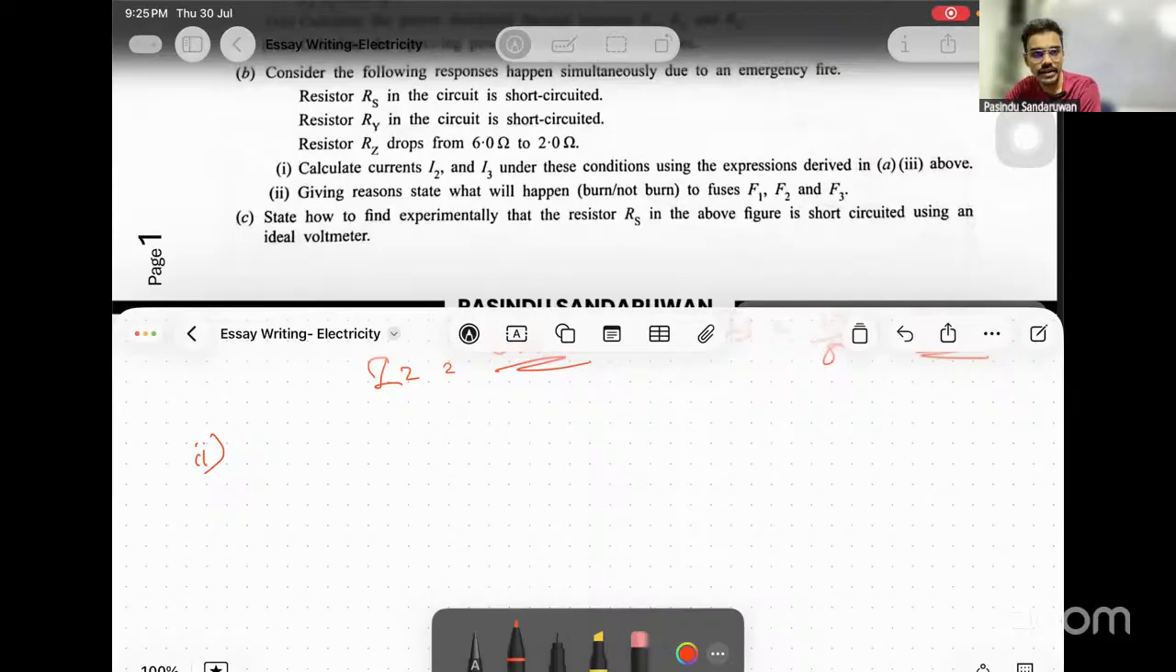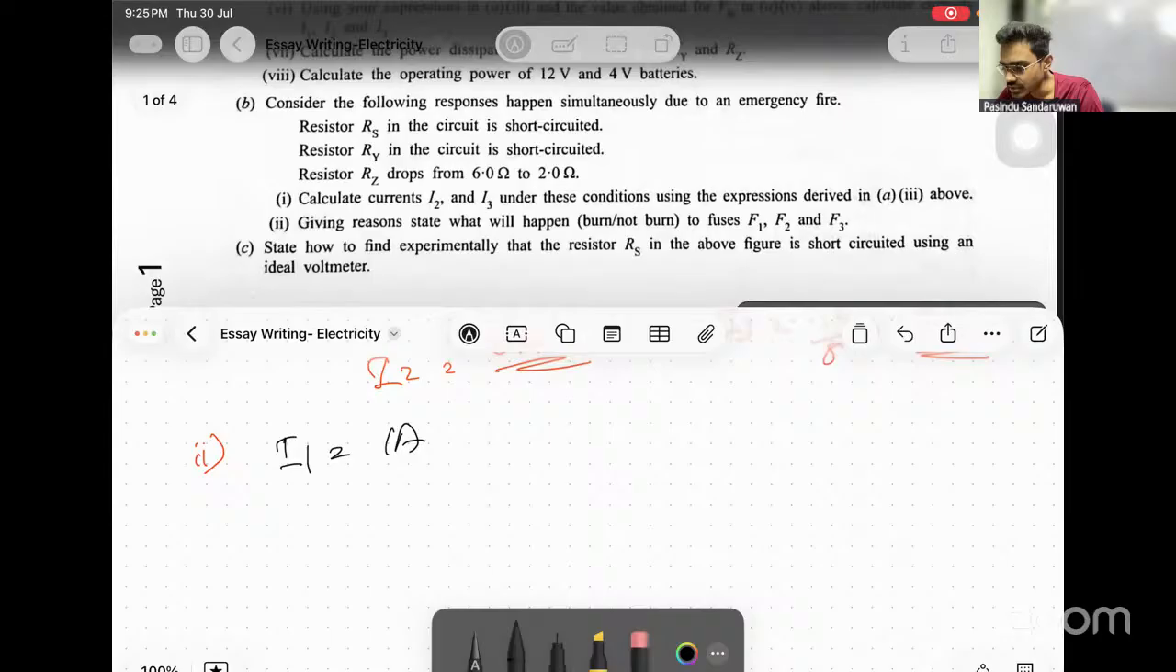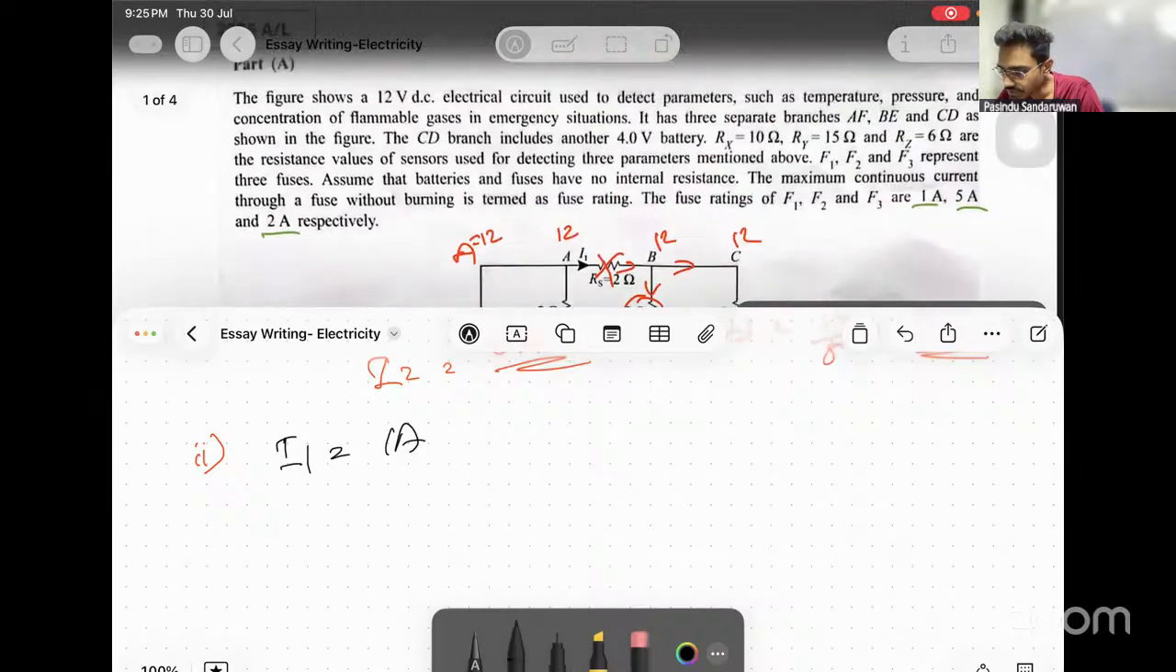Then we have to find the new currents. Now we know the new I1. I1 was unchanged, right? That was 1 ampere. Since I1 is 1 ampere, and the rating of fuse F1 was given as 1 ampere, it is not going to burn out. Then F1 does not burn out.